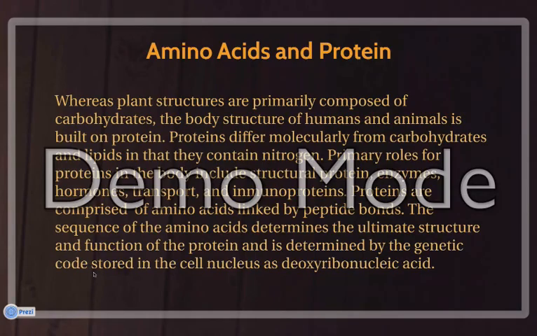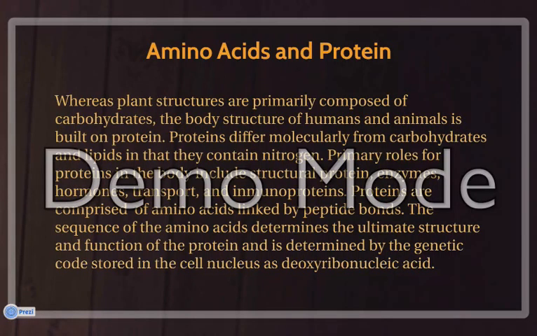Now, amino acids and protein. Whereas plant structures are primarily composed of carbohydrates, the body structure of humans and animals is built on protein. Proteins differ molecularly from carbohydrates and lipids in that they contain nitrogen. Primary roles for proteins in the body include structural proteins, enzymes, hormones, transport, and immunoproteins. Proteins are comprised of amino acids linked by peptide bonds.